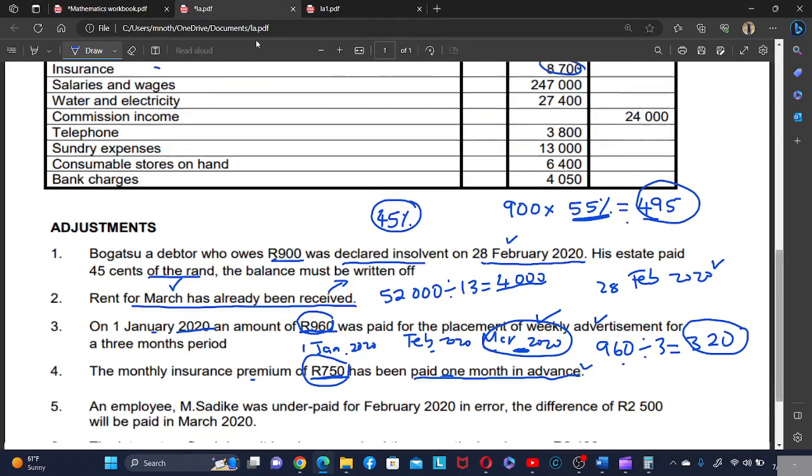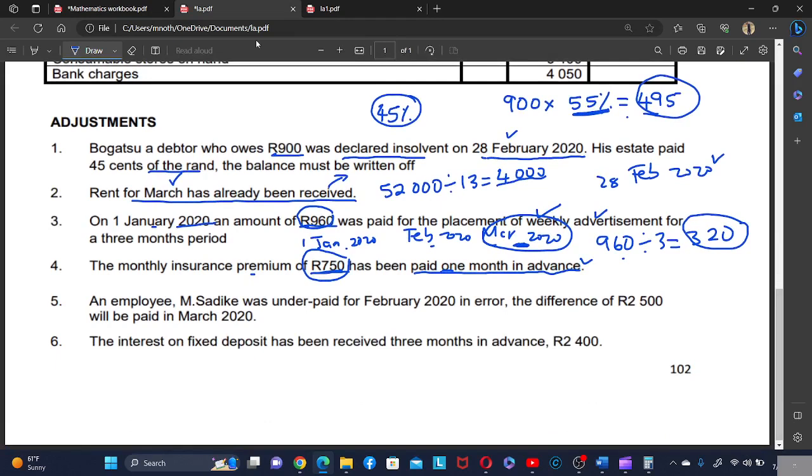Number 5, an employee M. Sadige was underpaid in February 2020, this is the end of our financial year, in error. So meaning that they made an error. The difference of 2,500 will be paid in March. So now the business has realized that there was an error, but then they are saying that they are going to pay this employee that difference in the month of March.